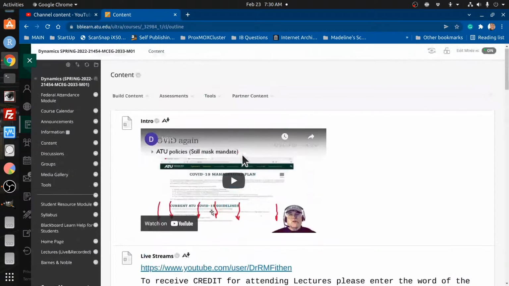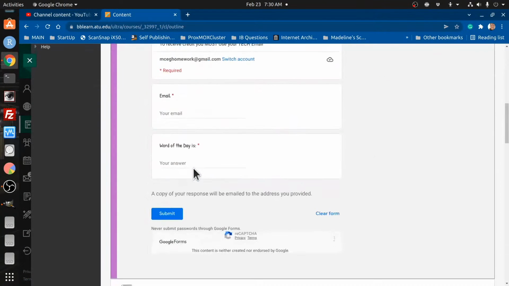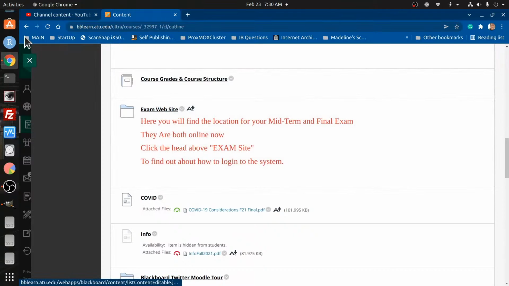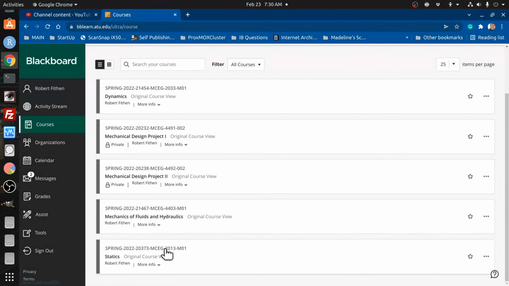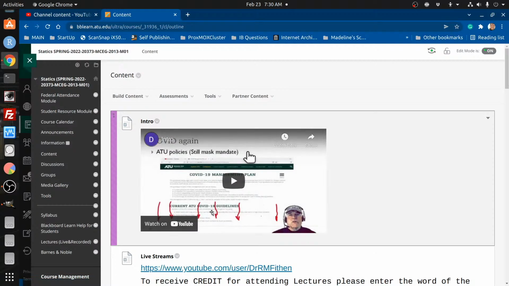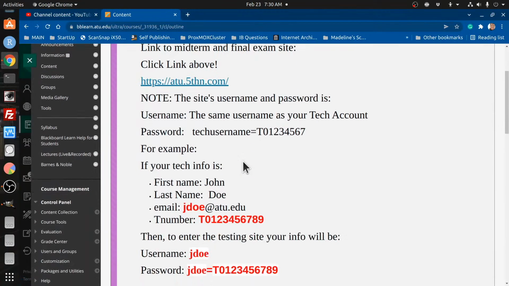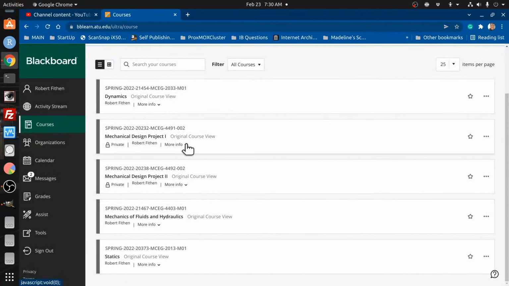It exists in every single course: in dynamics, in fluids, there it is, exam website, and in statics. For some reason this one starts on the federal attendance module. I can fix that later. There it is again. If you click it, it's going to describe how you get in. I created a copy in the email. I don't want to necessarily put this on the video for that long. So let's go out there to this.